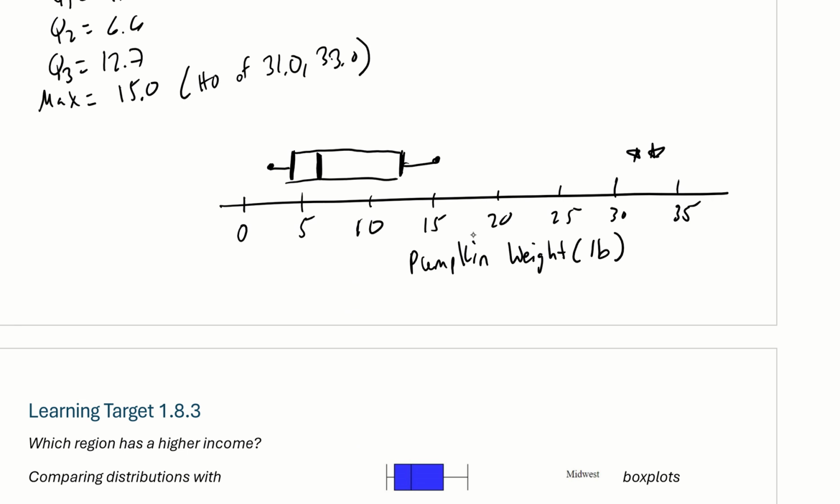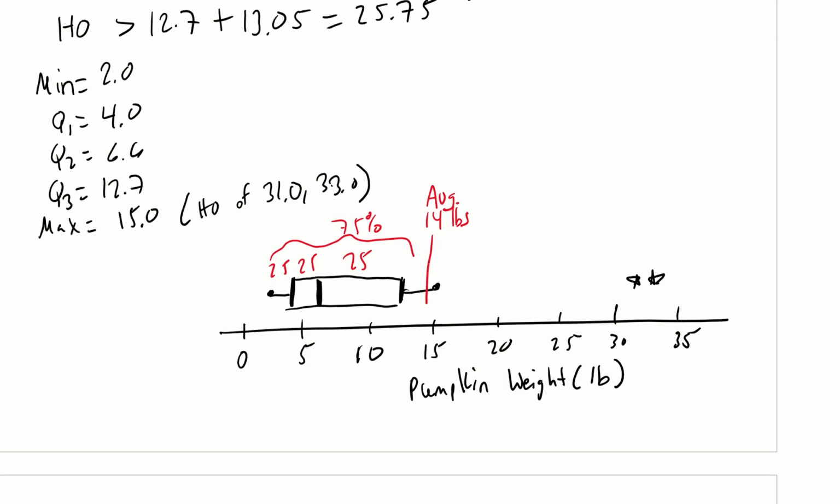Well, if you look at it, 14 pounds is right around here. And that was supposed to be the average. Well, if you look at this, this is 25%, 25%, 25%, and then a little bit extra. So more than 75%, between 75 and 100%, of the pumpkins were actually less than the average. So yes, they were cheated, right? So it appears that there's evidence that they were cheated. So for part B, I'm gonna say yes.